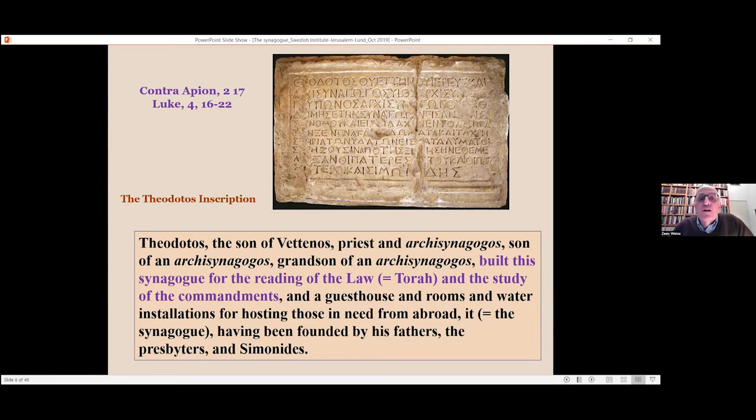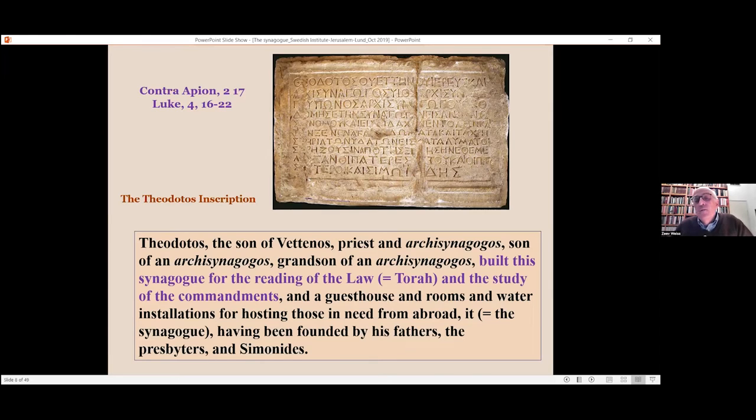The same expression appears by Philo of Alexandria in Contra Apionem, where he said that we, the Jews, go to the synagogue on Sabbath to study the law. And it's also referred to in Luke 4, 16 and 22, where it is indicated that Jesus, when he came to his hometown, Nazareth, on Sabbath, went to the synagogue. And there they gave him a scroll. He read from the scroll. And after he completed the reading, he put aside the scroll and gave his sermon.